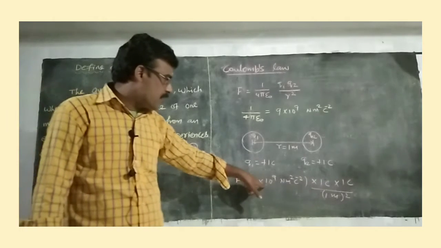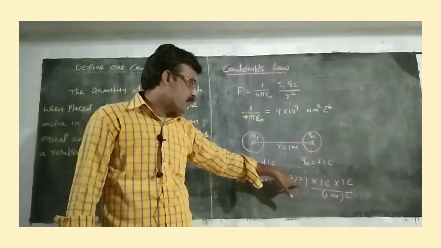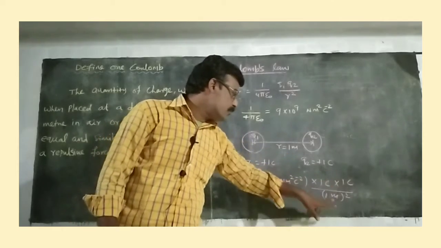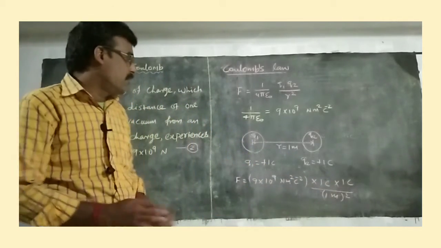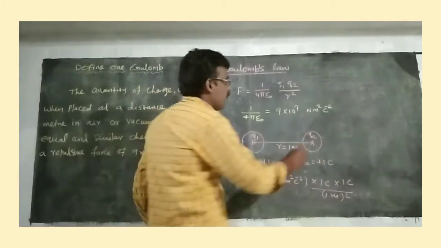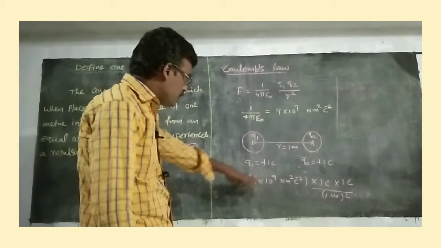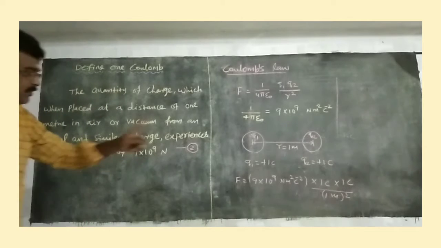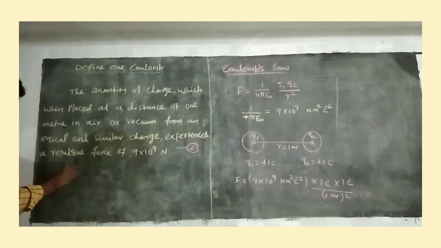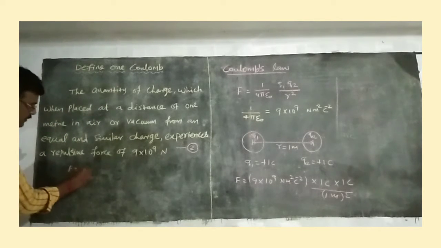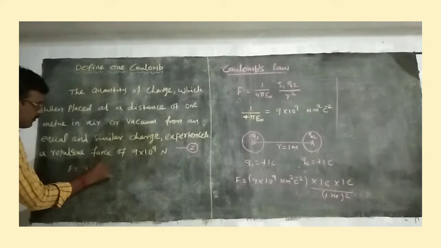F is equal to 9 into 10 to the power of 9 Newton meter square C power minus 2, times 1 coulomb divided by 1 meter whole square. You can compress this equation. What is going to come here? So F is equal to 9 into 10 to the power of 9.